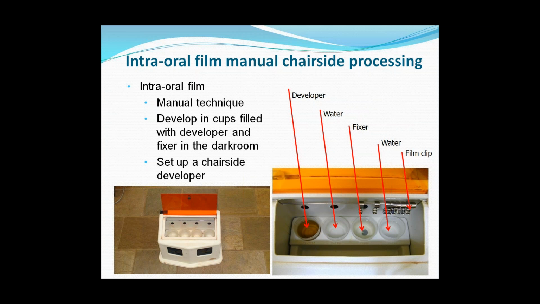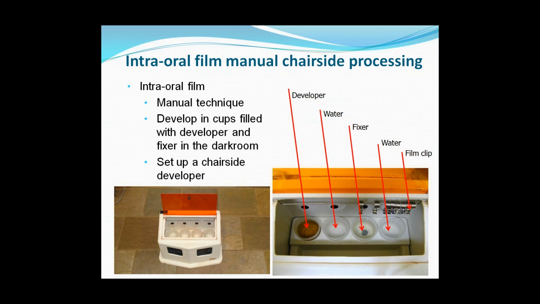So this is a box which is light protected from the outside, and it has 4 cups on the inner part of the box, and it has a light sensitive top, so that in this particular case it's orange. You can also get red depending on which type of film you're using. So you can see on the left-hand side there's a cup that has developer in it, and then the cup across to the right-hand side has water, and then the next cup has fixer, the next one has water, and then you can see there's little film clips as well.